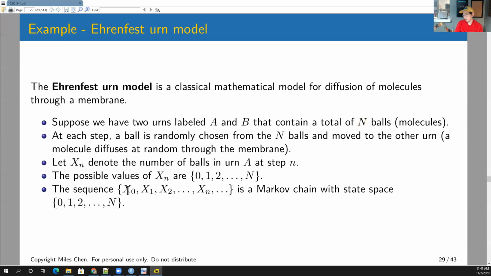And the sequence x sub 0, x sub 1, x sub 2, all the way up through x sub n, is going to be a Markov chain where the possible values are 0, 1, 2, all the way up to big N.